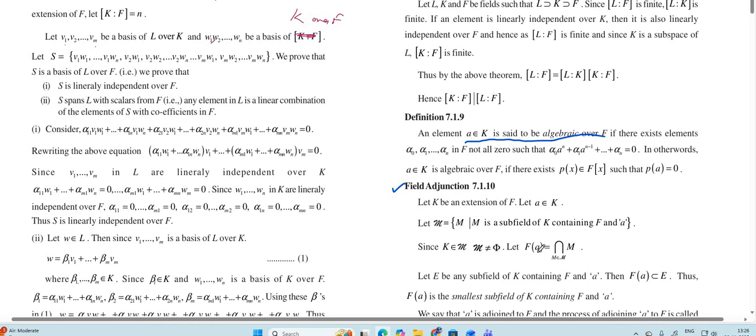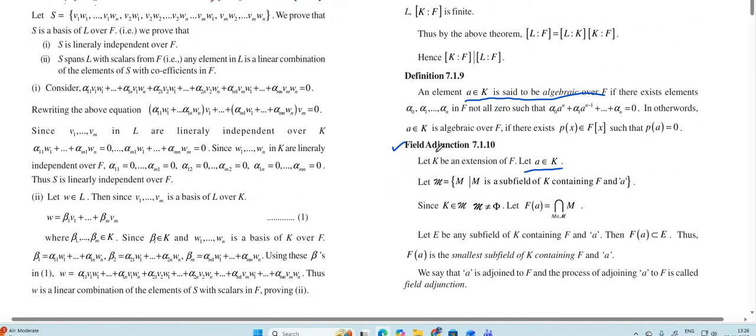And remember, when you adjoin A to F, naturally A should not be in F. If A is in F, why would you adjoin it? So it should be clearly known that A should be only in K, not in F. So let script M denote the collection of all capital M, where capital M is a subfield of K containing F and A, that is, the collection of all subfields of K containing F and A. Since K itself is a subfield of itself, it contains F and A, so this collection is non-empty.